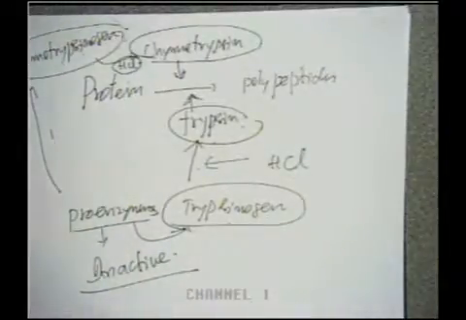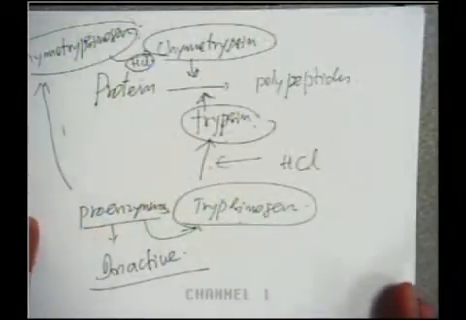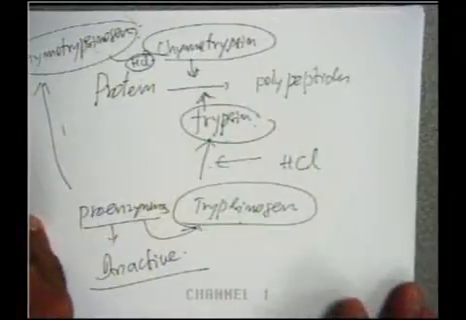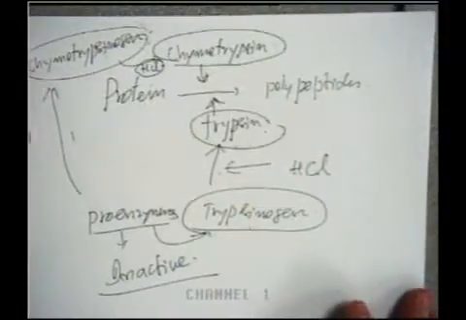Could you clearly see that, or is it still a problem? We're just trying to figure out what's in the up left-hand corner. Chymotrypsinogen. Thank you. Okay.